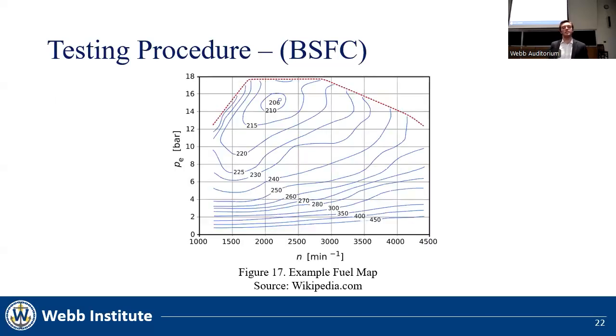Figure 17 is an example of a fuel map developed for a diesel engine similar to the Yanmar engine used in this project. In this case, the x-axis represents RPM, and the y-axis represents effective pressure. The blue contour lines represent bands of constant brake-specific fuel consumption. If you're looking to operate this engine at its most efficient state, you would aim for where brake-specific fuel consumption is minimized, in this case, around 2200 RPM and 15 bar effective pressure. Right here would be your target.